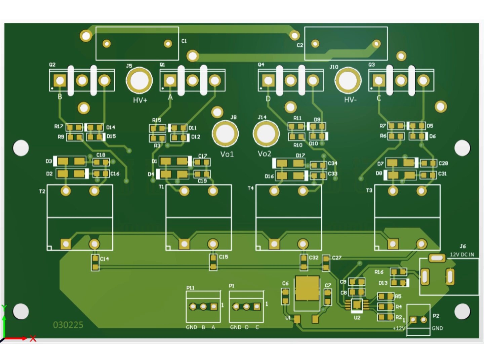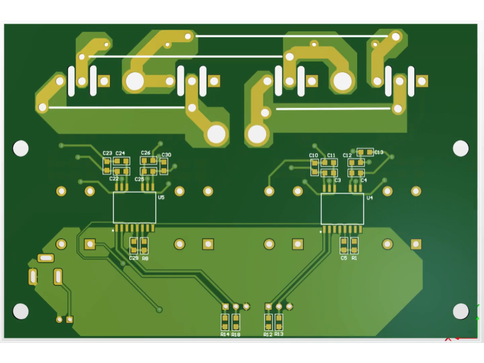The gate resistors, protection components, and LED indicators are clustered close to each IGBT gate. This ensures clean gate drive signals and allows quick visual verification of switching states during testing. Now let us move to the bottom layer of the PCB.